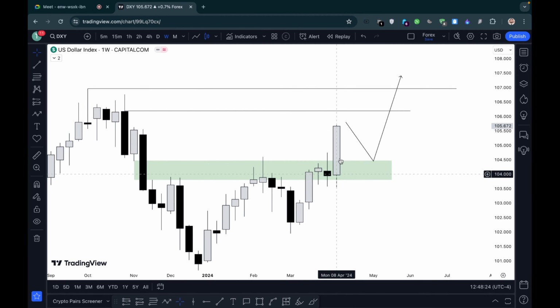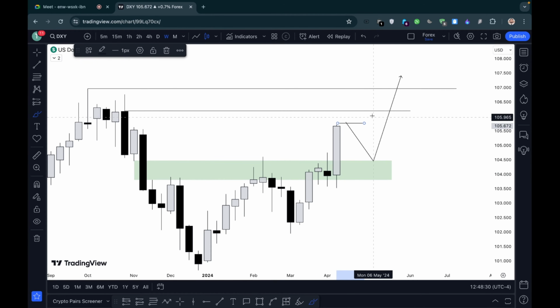Okay, so here's the fair value gap. It's all good, it looks good, so it must take out previous week high, and we have to see the 4 hour to confirm. Let's go to the daily time frame.